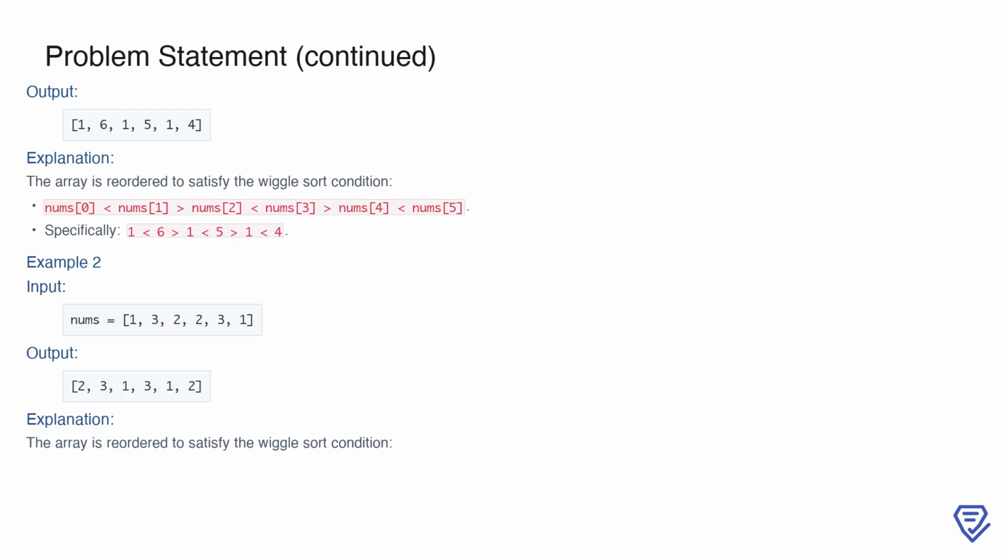Suppose the input array is nums equals 1, 5, 1, 1, 6, 4. A valid wiggle sort for this array is 1, 6, 1, 5, 1, 4. Here, the reordered array satisfies the condition that each odd-indexed element is greater than its neighbors at even indices. For instance, 1 < 6 > 1 < 5 > 1 < 4. Notice how the elements at odd indices, like 6 and 5, are greater than their adjacent elements. This example demonstrates that the array does not need to be sorted in ascending or descending order, it only needs to follow the wiggle condition.